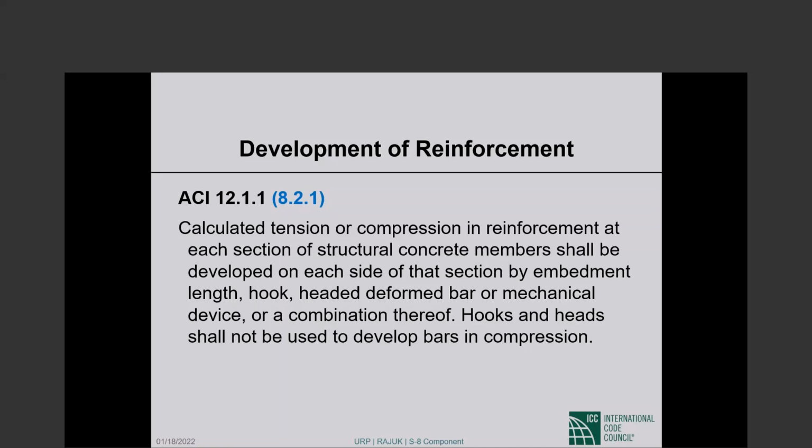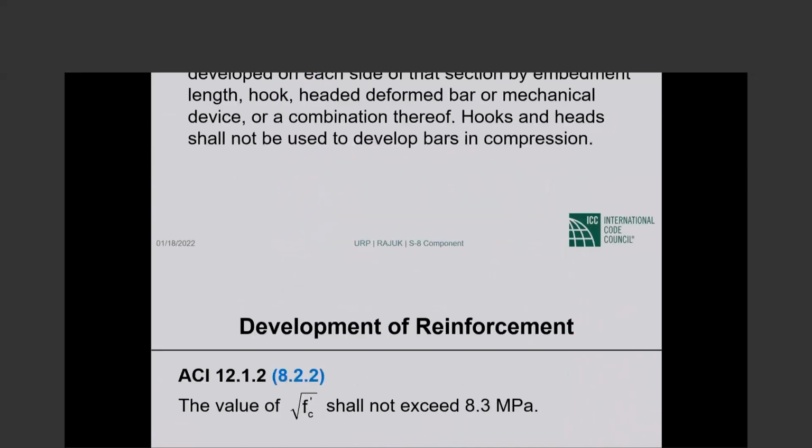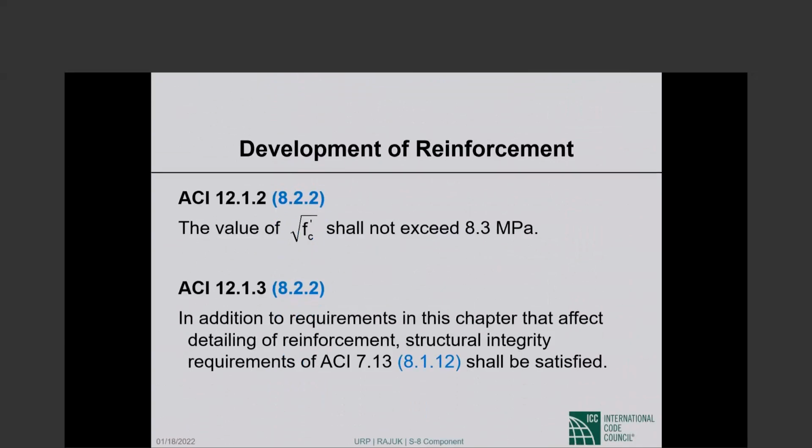So calculated tension or compression in reinforcement at each section shall be developed on each side of that section, and you do the development by embedment length, hook, headed deformed bar, which I mentioned on the first day with you, or mechanical device, or a combination of these. Hooks and heads shall not be used to develop bars in compression. They work in tension fine, they do not work in compression. Hooks or heads.